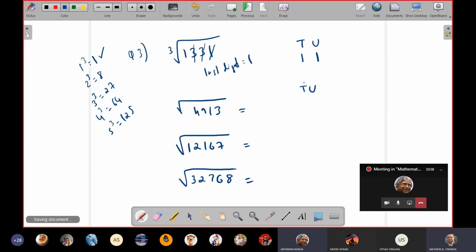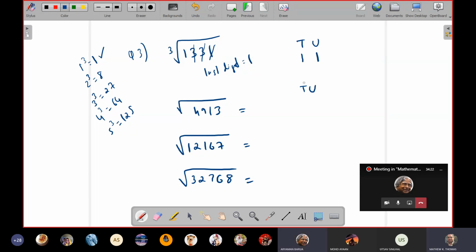Because in squares, what will happen is that there can be 2 possibilities. For example, suppose a number is ending with 6. So 4 square is also 16, 6 square is also 36. So there is a confusion whether the answer will end with 4 or 6. Here in cube roots, we will not have that confusion.